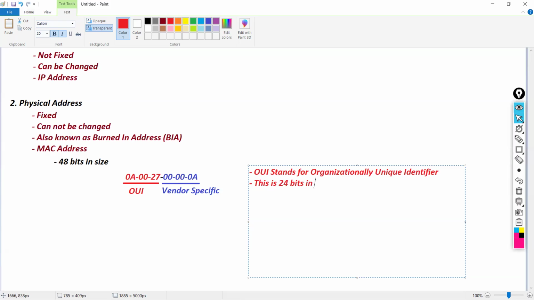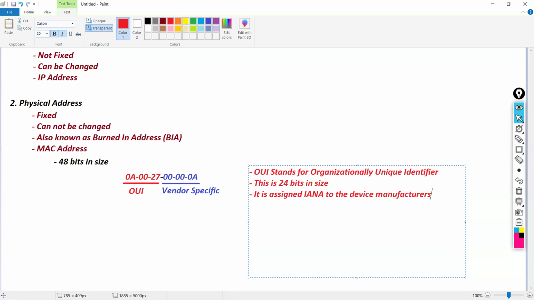This is 24 bits in size. It is assigned by INA, the organization that is handling all your addressing, to the device manufacturer. So these first 24 bits will be assigned by INA to the device manufacturer, so that no company in the world manufacturing devices makes the same MAC address. They will assign different MAC address ranges to different companies.